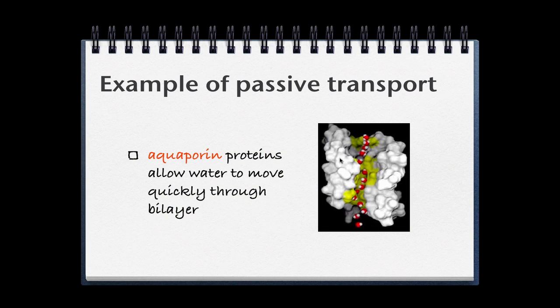An example of passive transport are aquaporins. Aquaporins are proteins embedded in phospholipid bilayers that provide a channel through which water molecules can diffuse very quickly. So aquaporins make osmosis happen faster. Remember, water molecules can also get through the phospholipid bilayer, but that's a relatively slow process. The aquaporin system allows osmosis to happen even faster than it would without them.